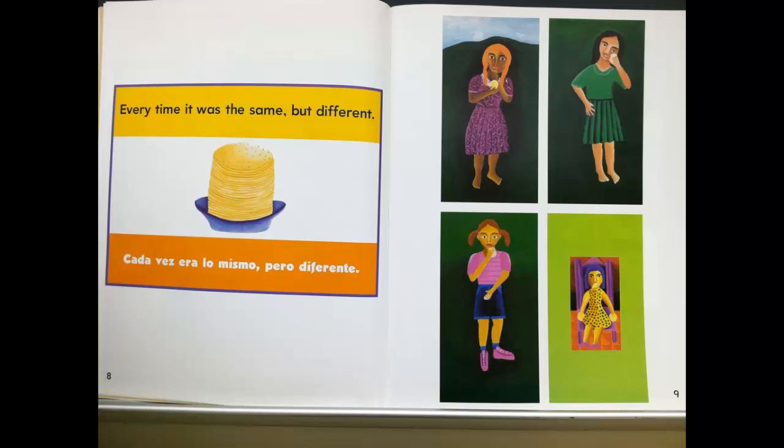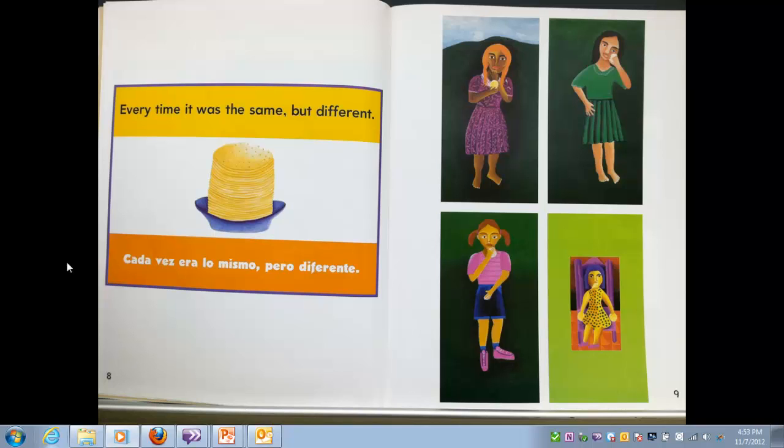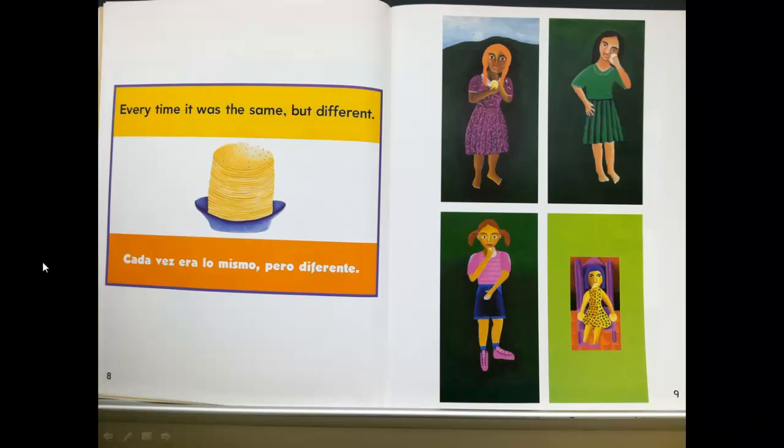Let's move on here. It told us to change the page. Every time it was the same, but different.